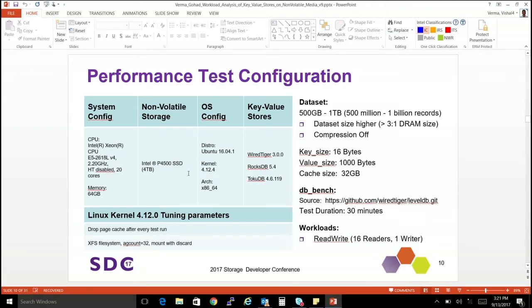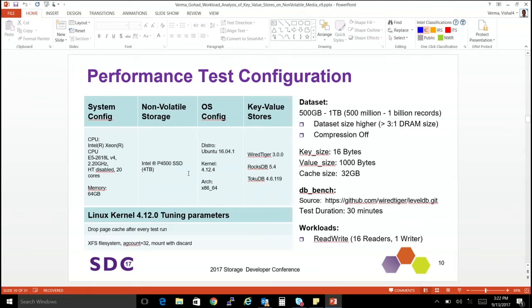So we chose a key-value database and a benchmark called db_bench. It's a synthetic benchmark where you can run some workloads and look at how the read and write performance underneath of my database is actually performing.